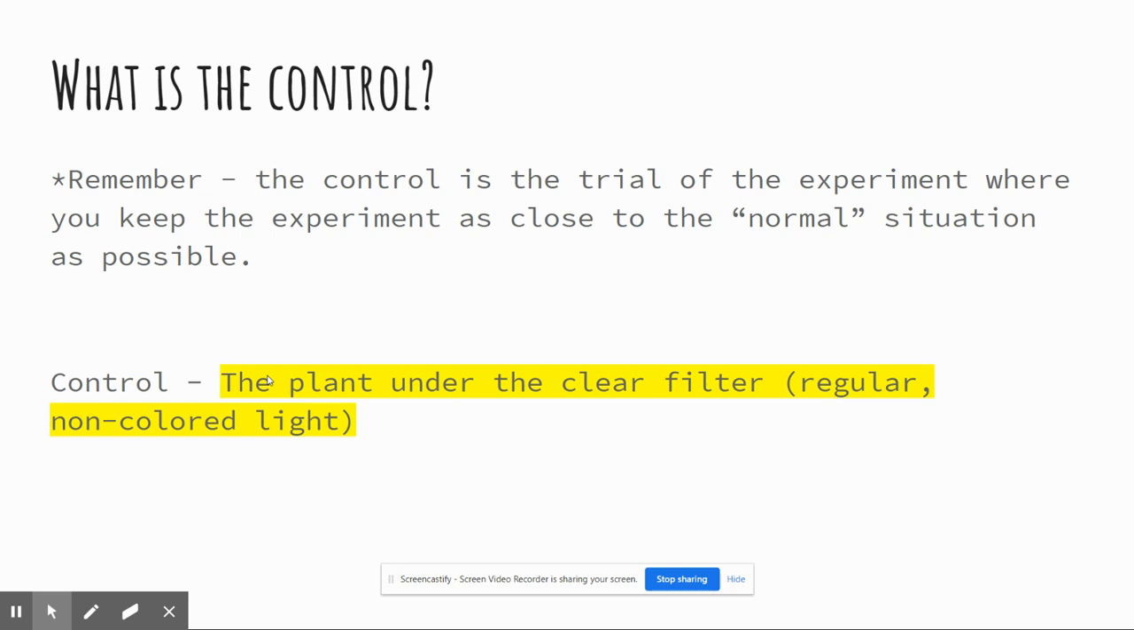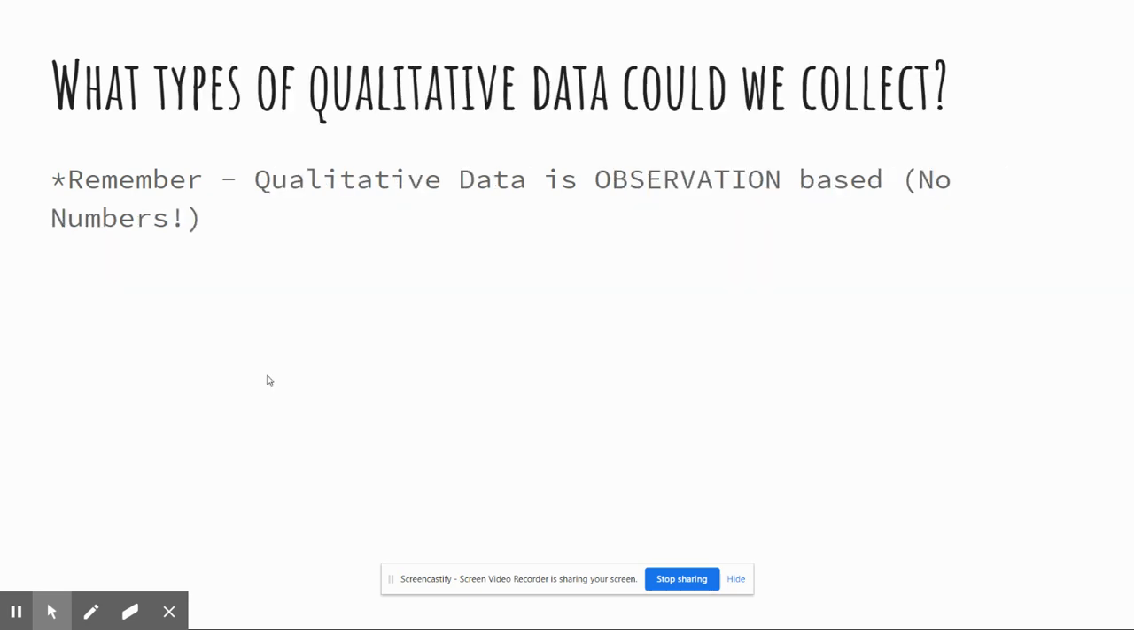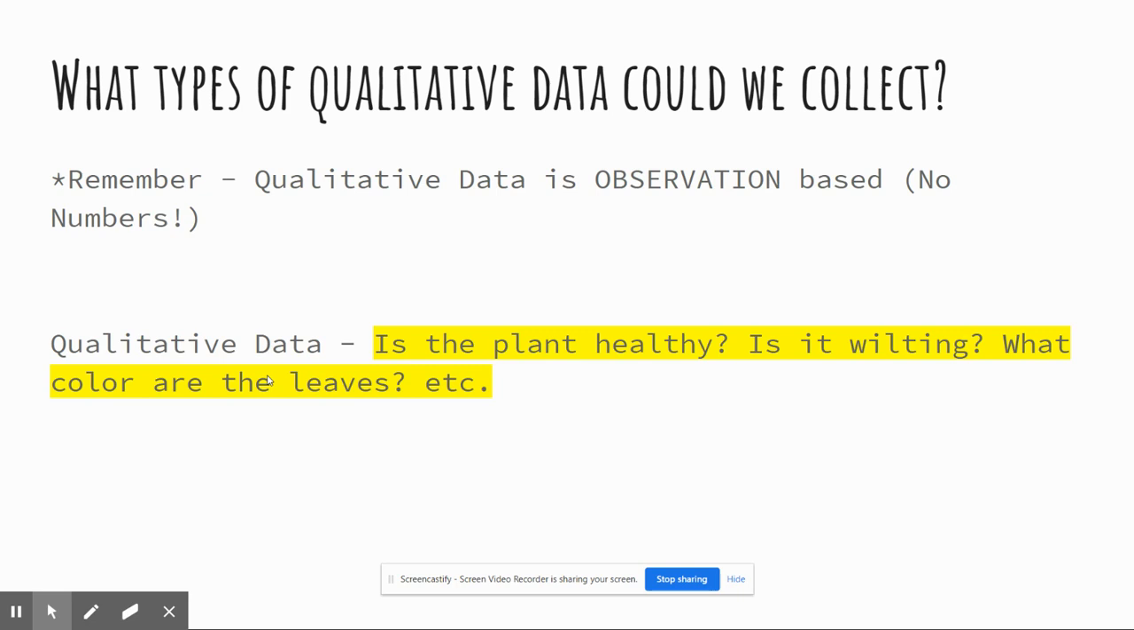And then we need to think about, as we do this experiment, what type of data could we collect? So if we're trying to figure out what type of qualitative data we could collect, this is going to be stuff that's observation-based and does not involve numbers, okay? So this could be something like, do the plants look healthy? Are any of the plants wilting? Are the leaves starting to droop? What color are the leaves? Are these ones starting to be a very dark green where these are a lighter green? Again, very important information to know and have, but it's not something you can necessarily assign a number to. So these would be observations that you would make.